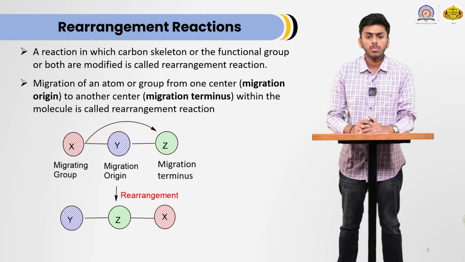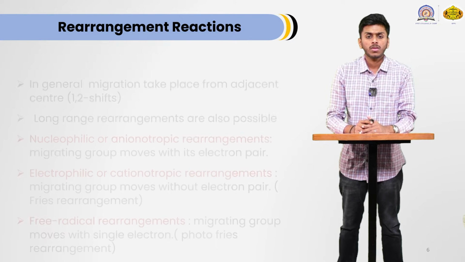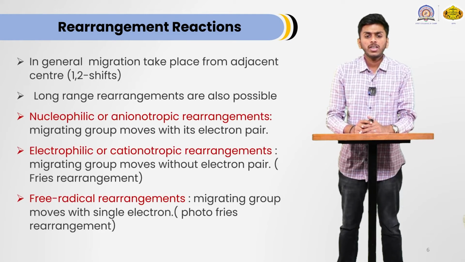X is a migrating group and Z is a migrating terminus. Y is the migration origin. After rearrangement, X is attached to Z, that is, the migrating group is attached to the migration terminus. The whole structure of the product is different from the reactant. In general, migration takes place from an adjacent center, that is, a 1-2 shift. Long range rearrangements are also possible.